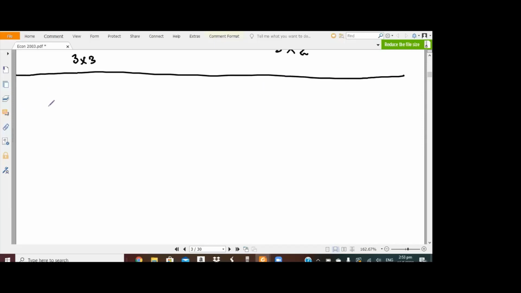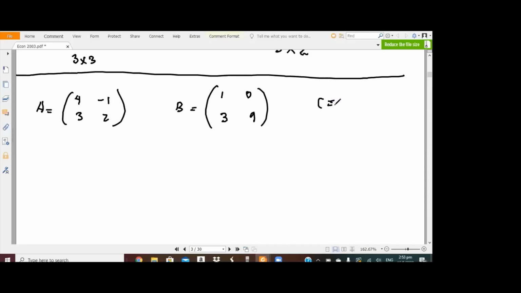When we work with matrix addition, say I have a matrix A, and let's say that it's 4, negative 1, 3, 2. I have a matrix B, and let's say that it is 1, 0, 3, 9. And let's say I have a matrix C, which is going to be 2, 1 at the end of the day. Cool. Can I find A plus B? And can I find B plus C? Can I find A plus C?